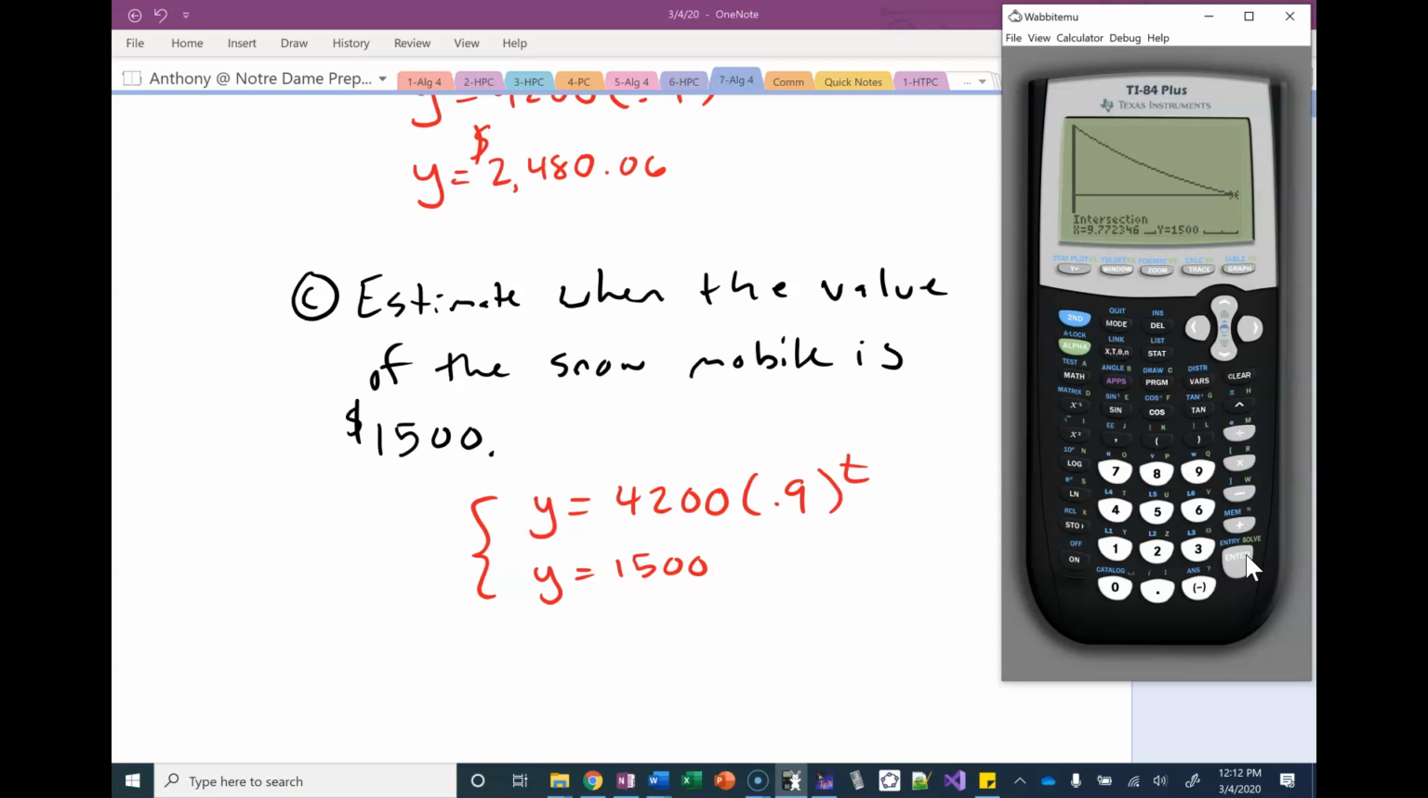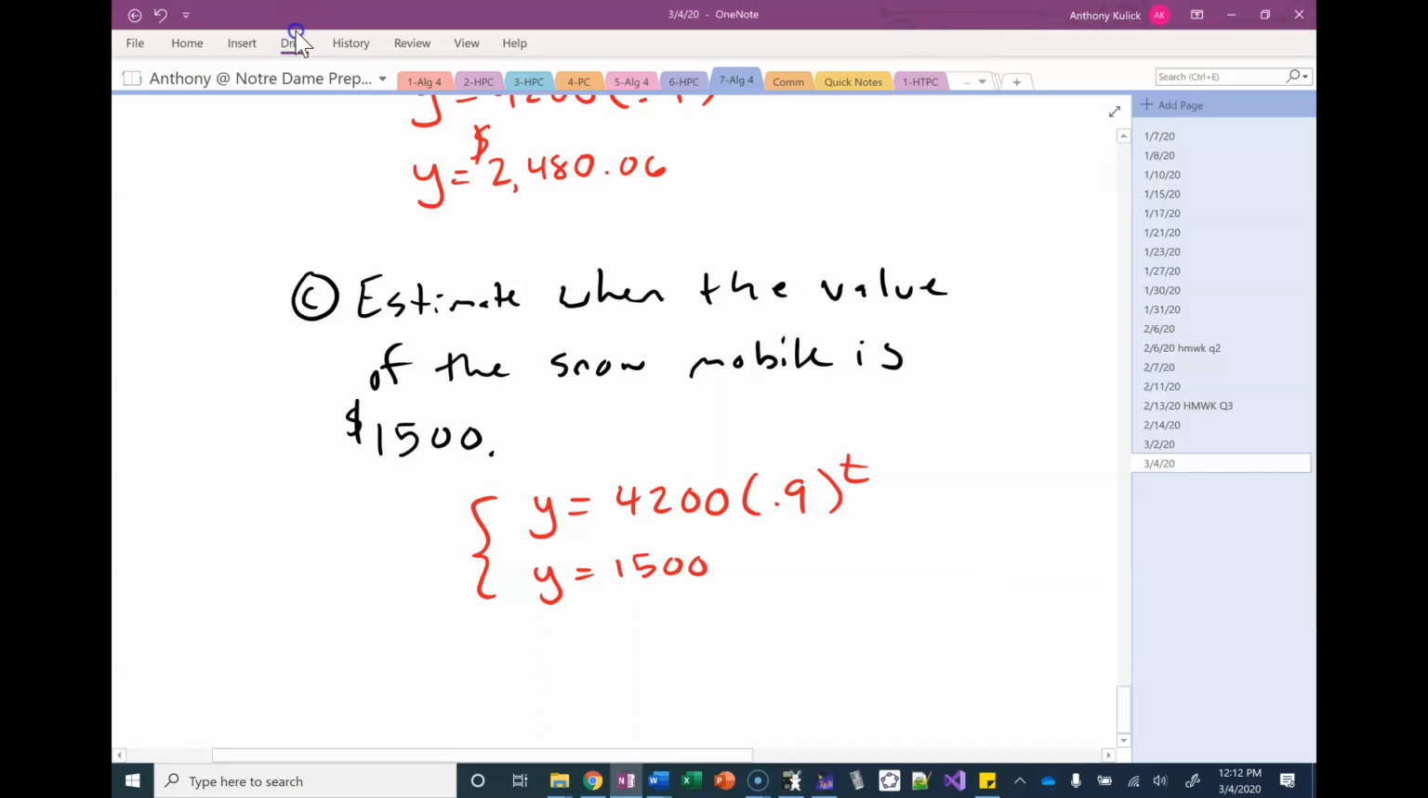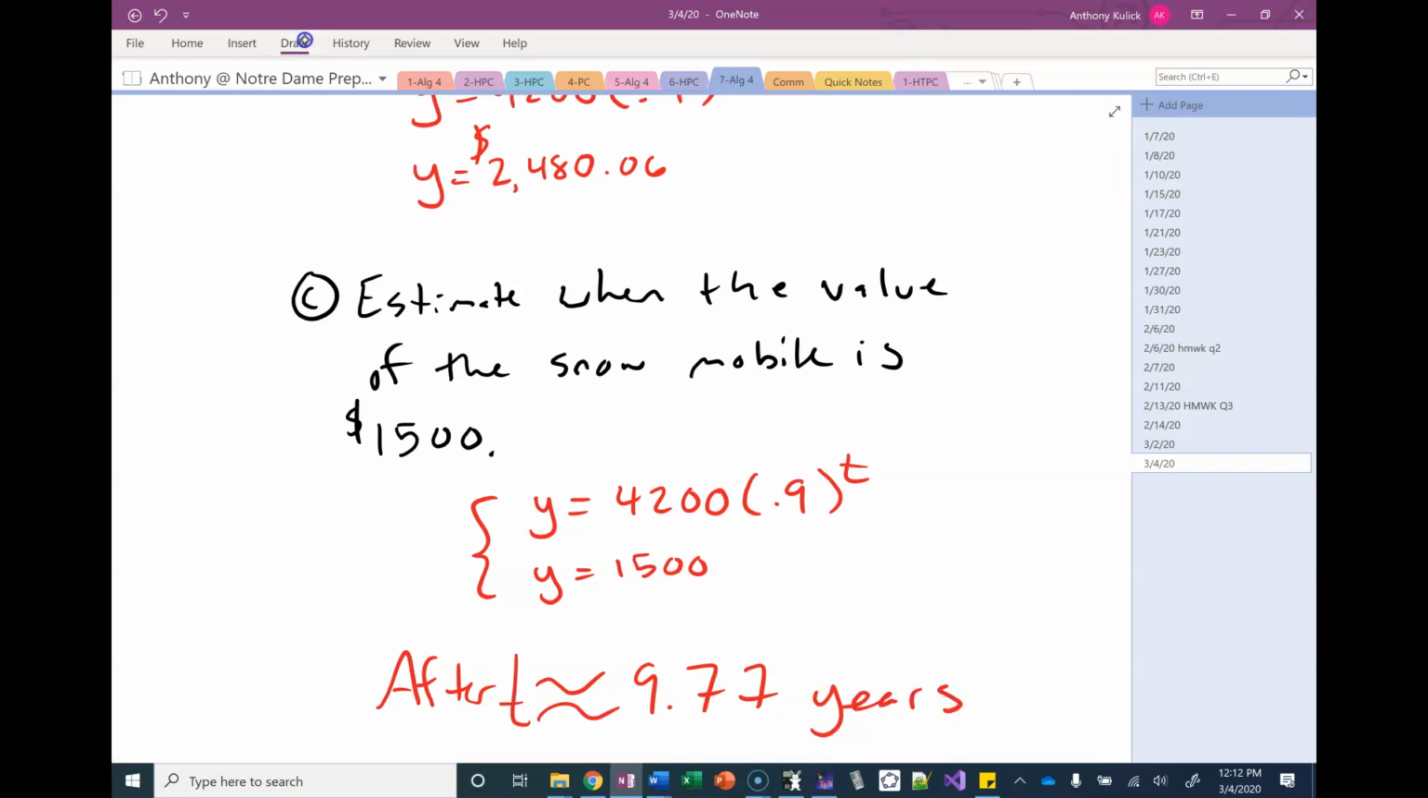And there we go. It barely was on there, but it was good enough. It says that that intersection occurs at 9.77 years. What do you guys think there? Sounds okay? Okay.